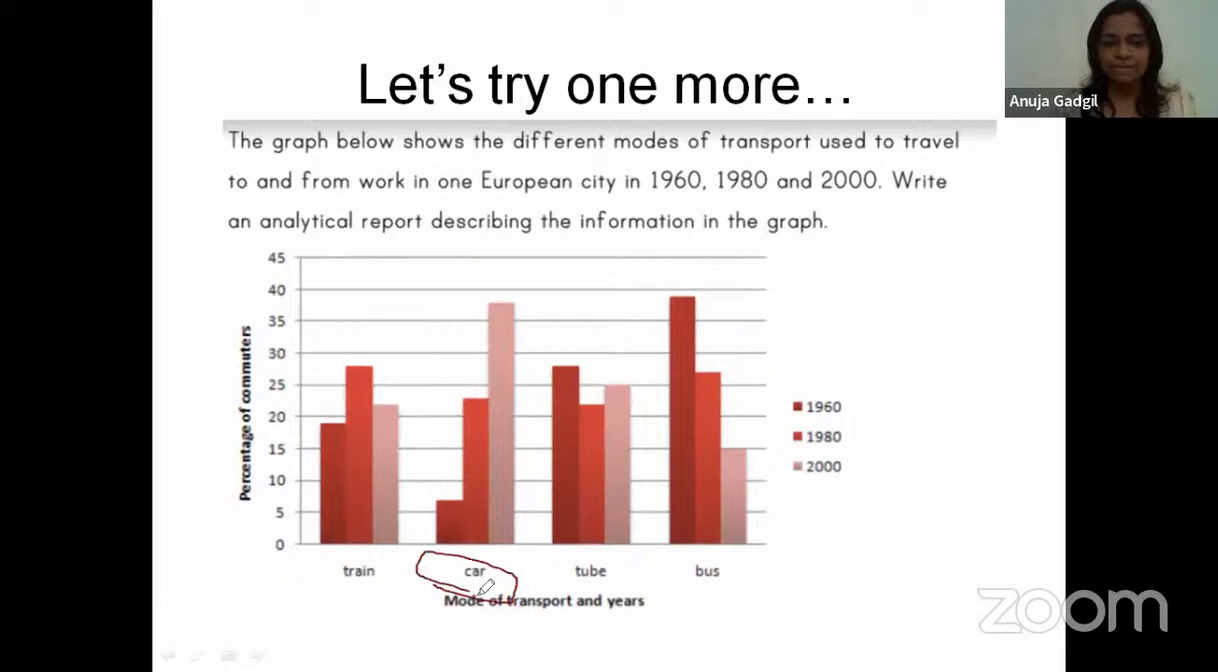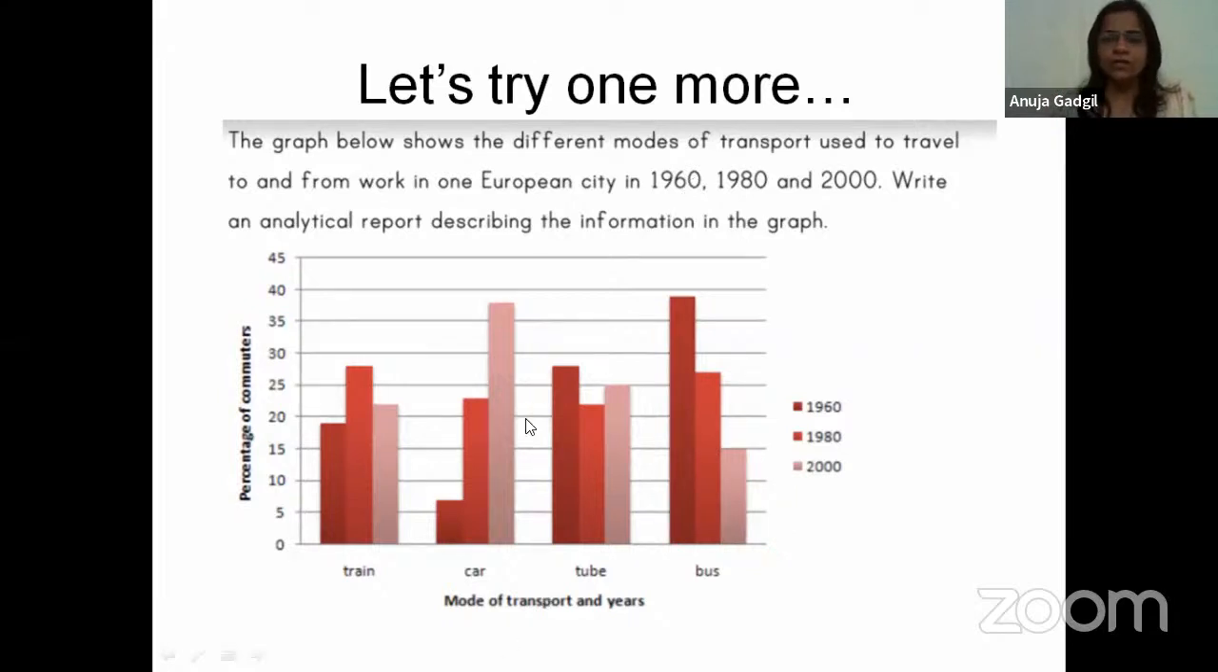Same thing happens with car. Same thing happens with tube. Same thing happens with bus. So I want you to check the highest numbers and the lowest numbers. You would say in 1960, maximum people traveled by bus. That was 38%. And in 1980, around 27% of people traveled by bus. And the least number of people, that is 15%, only 15% of people travel by bus. Comparative study is very, very important. It is not enough just to state it, but make a comparison between two values.